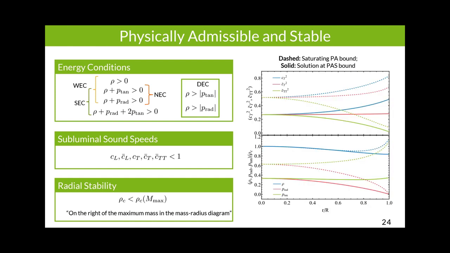And just to show you that even in the exotic case, everything is fine. I'm showing you here dashed the solutions that were satisfying the first bound, so only physical admissibility, so don't care about radial stability. And you see here on the top that the sound speeds are always below 1 in that case, and that the energy conditions are satisfied. So if the blue line is above the respective green and red, the energy conditions are fine.